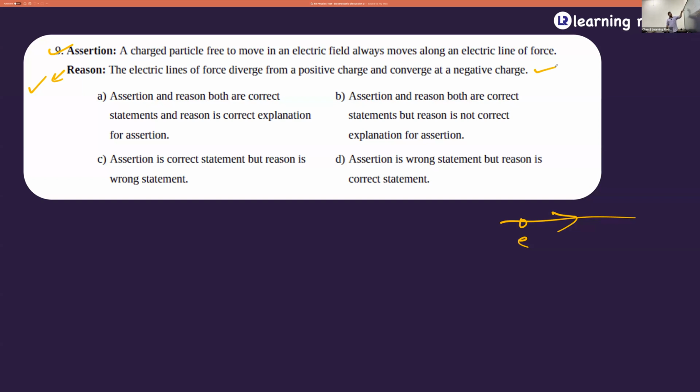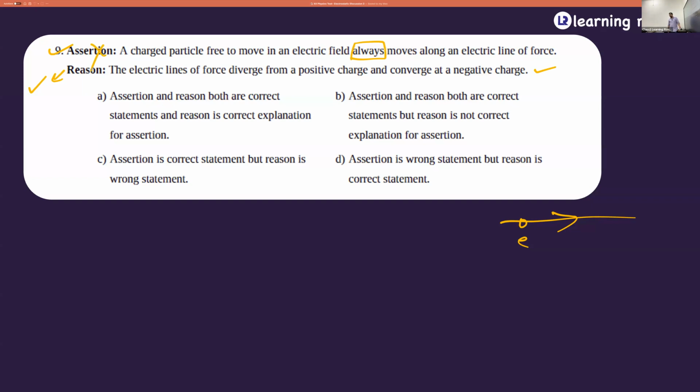A charged particle free to move in an electric field always, this is what they're emphasizing on, always moves along an electric line of force, need not be. Only positive charges will move along the direction of electric lines of force. What about the negative charge? This we know, they move the opposite direction, right? So the statement is wrong.